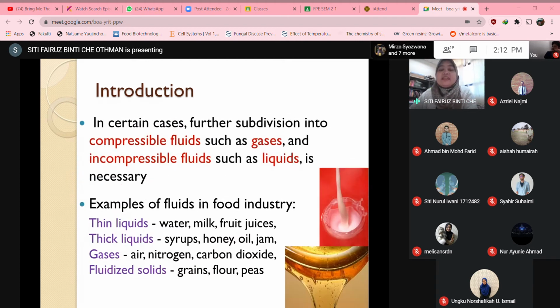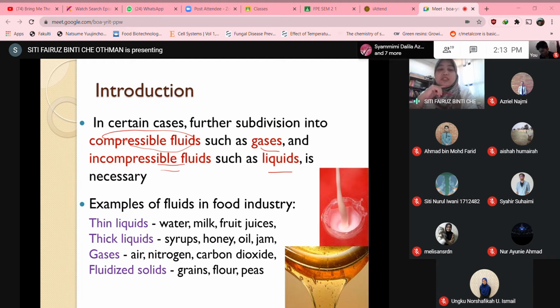In certain cases, there is further subdivision into compressible fluids, which are gases, and incompressible fluids, which are liquids. Later, I will explain what compressible fluids actually are. For now, we are going to look into incompressible liquids.